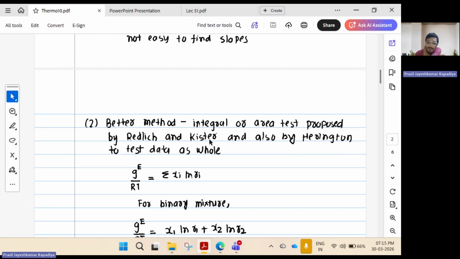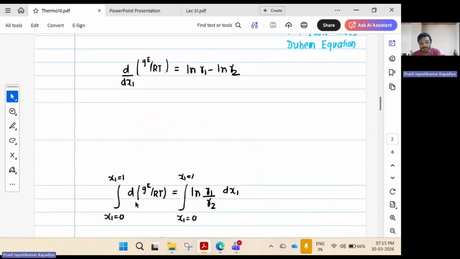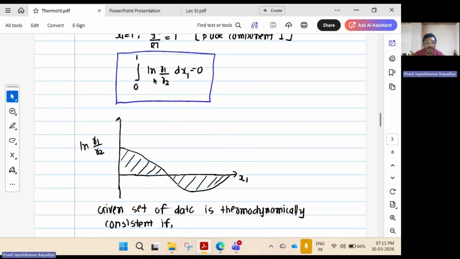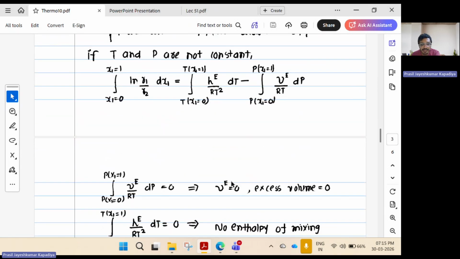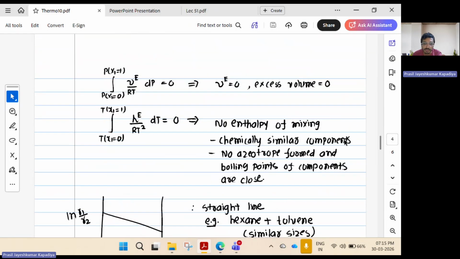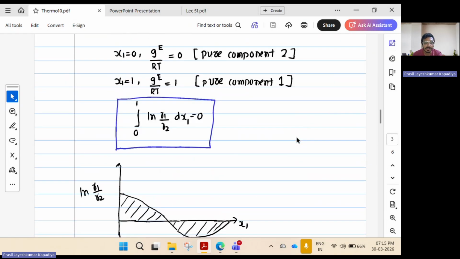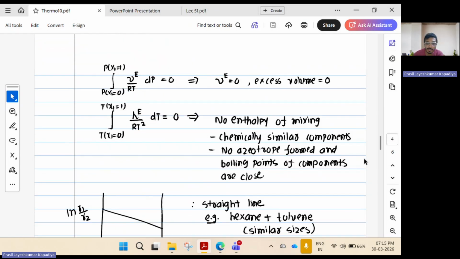They proposed it independently, and they found that if we calculate the area of ln(gamma1/gamma2) versus x1, it should sum up to 0 at constant temperature and pressure. Then we can say that our data is thermodynamically consistent within some limit. The area above x minus the area below x, divided by the area above x plus the area below x, should be less than or equal to 0.02.